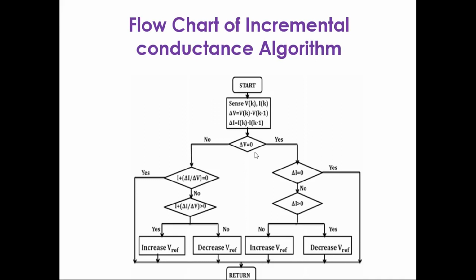So check the voltage perturbation; if it is current perturbation, then delta I equals 0 in this case. If delta V equals 0 and it is yes, then we check the delta I. If both are yes, then the algorithm returns, as there is no change in the climatic conditions or the load. If it is no, then this I plus delta I by delta I is very important over here.